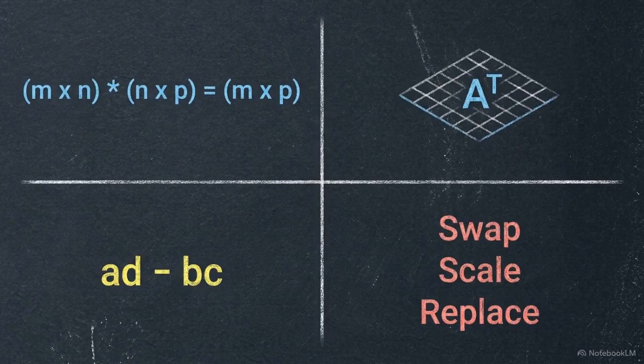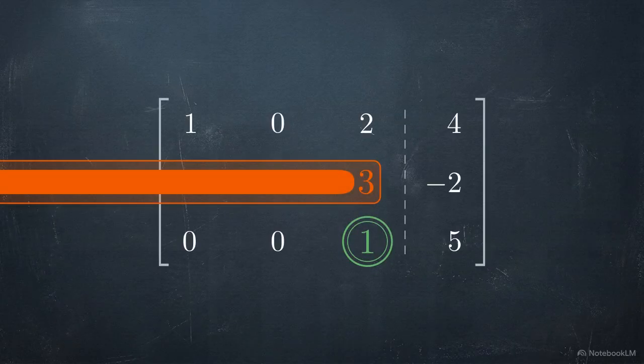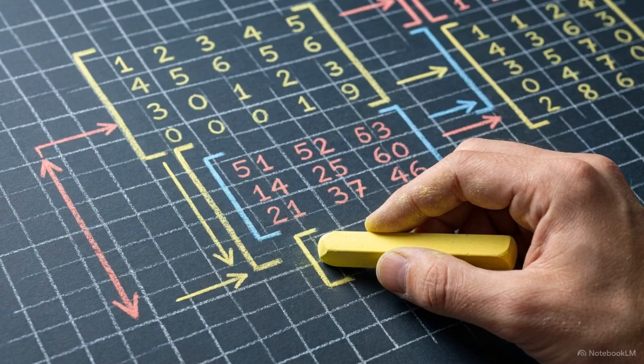Screenshot this summary of the dimension rules, the determinant formula, and your 3 legal row operations for your next study session. Remember to double-check your signs and your pivot positions. Matrix fluency comes through repetition, so keep practicing the steps.